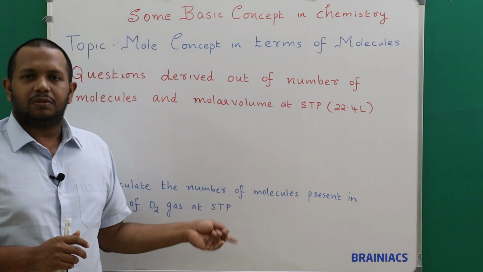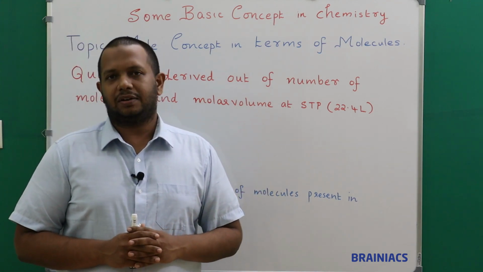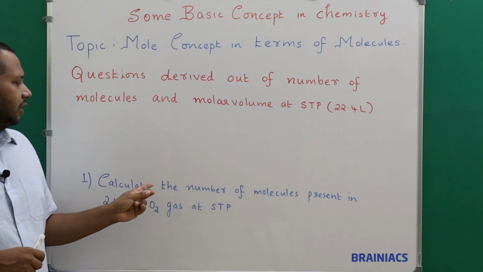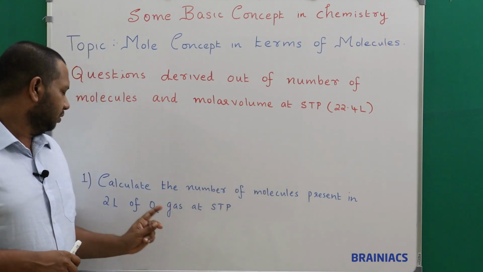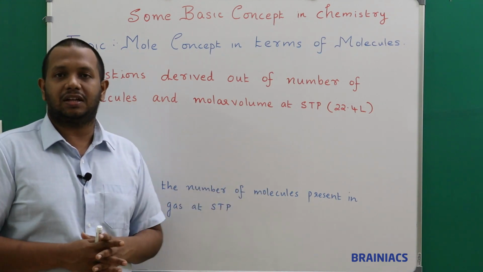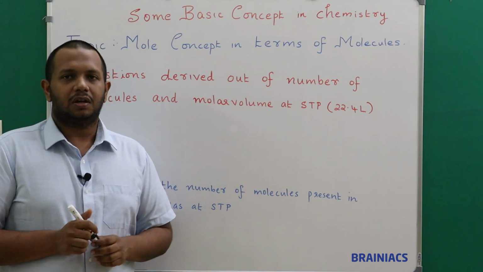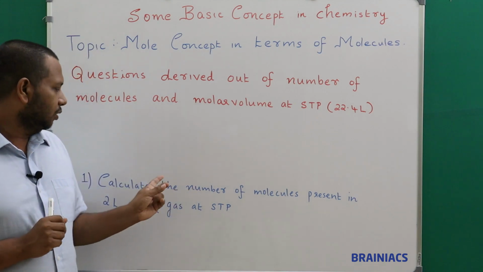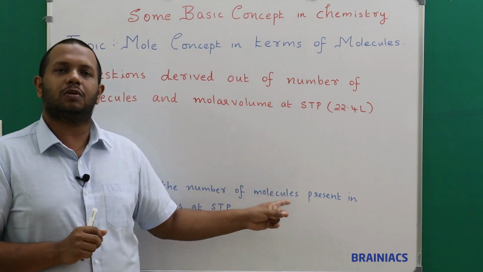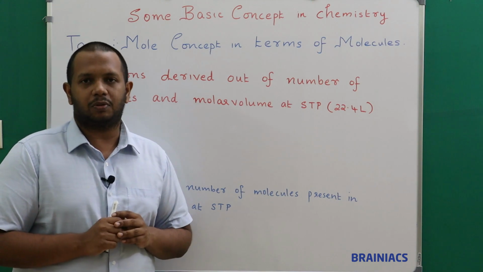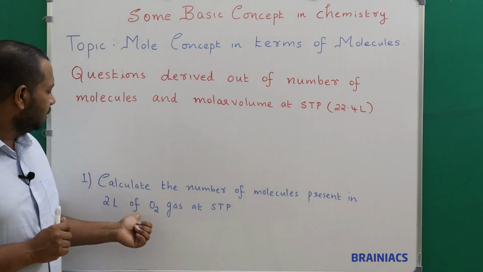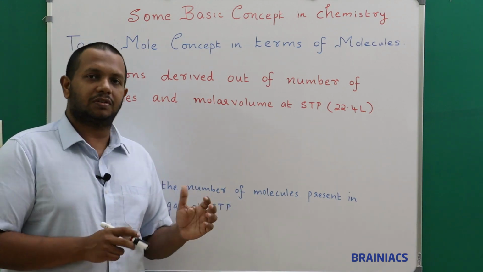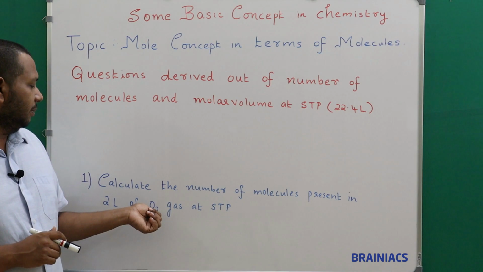So first we will read the question, and based on that we will try to find out the answer. Calculate the number of molecules present in 2 liter of oxygen gas at STP. So this is the question. Here also, what are the 2 terms we need to find out to find the relationship? Calculate the number of molecules. So surely one term is the number of molecules present in 2 liter of oxygen gas. So that means it is a volume that is mentioned here. And what is the element mentioned here?